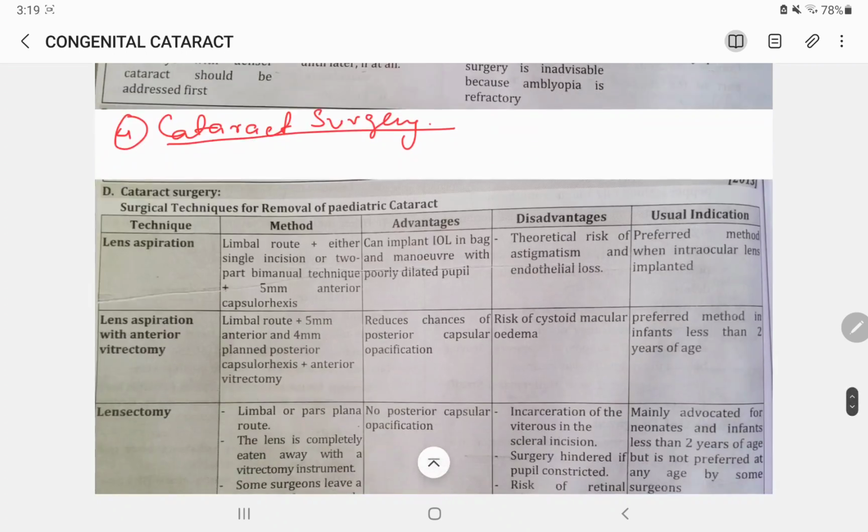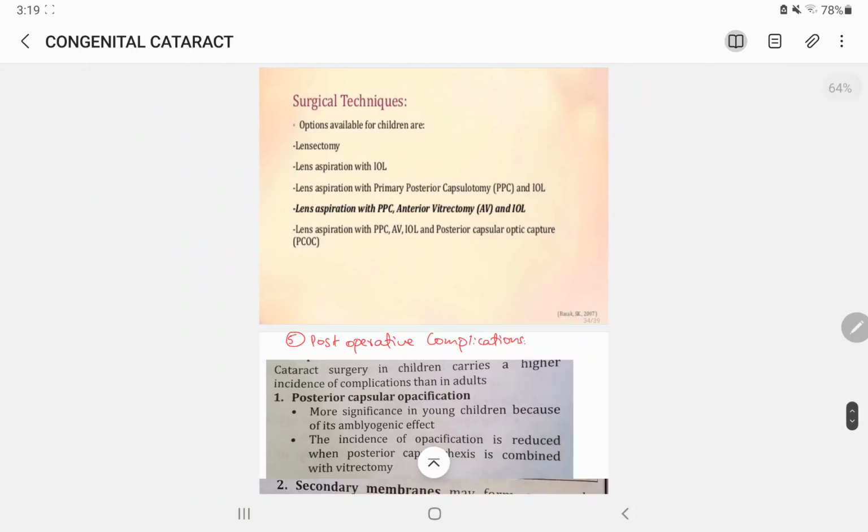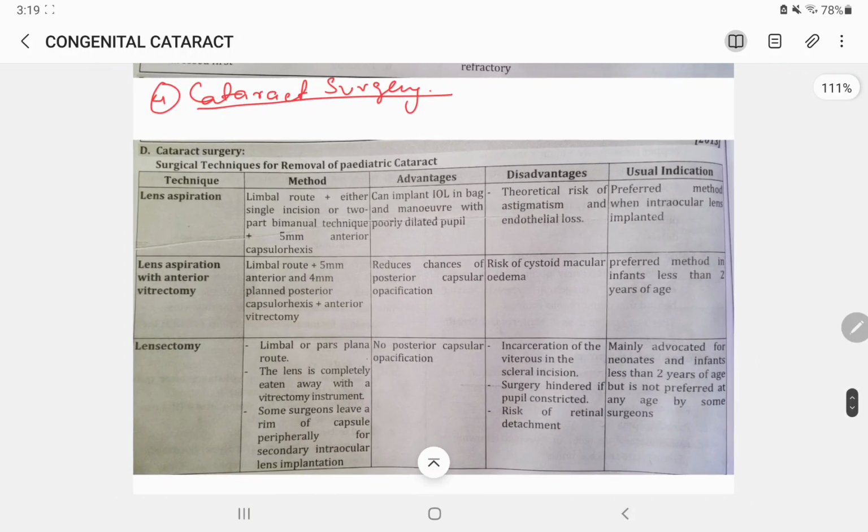And then let's move on to cataract surgery. What are the surgeries we can do? There are three major surgeries: lens aspiration, lens aspiration with anterior vitrectomy, and lensectomy. So this is very important.